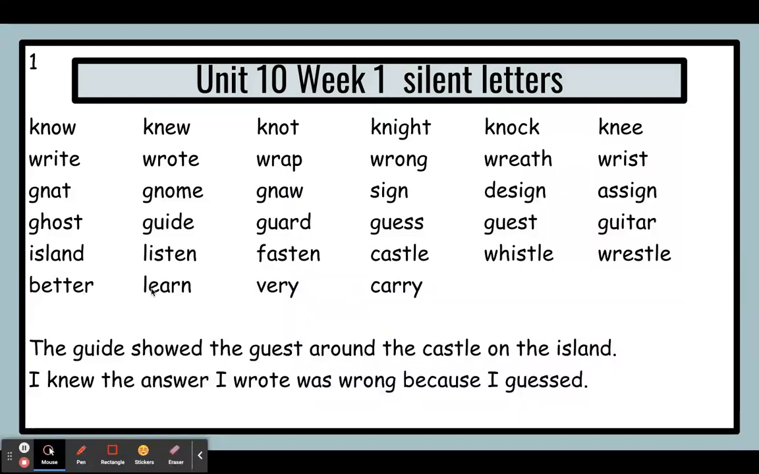And sight words. Better, learn, very, carry. And the sentences. Robot reading: The guide showed the guest around the castle on the island. Chunk words together to start putting words together to make it more fluent, more like we speak.